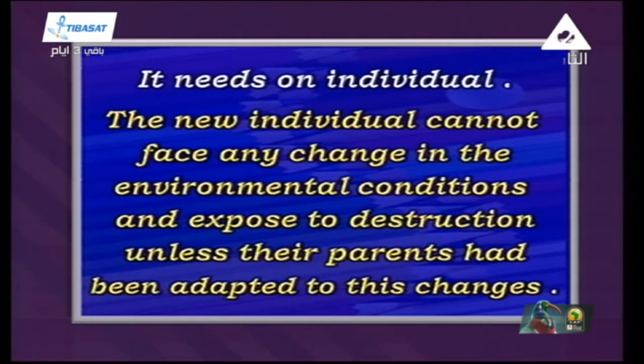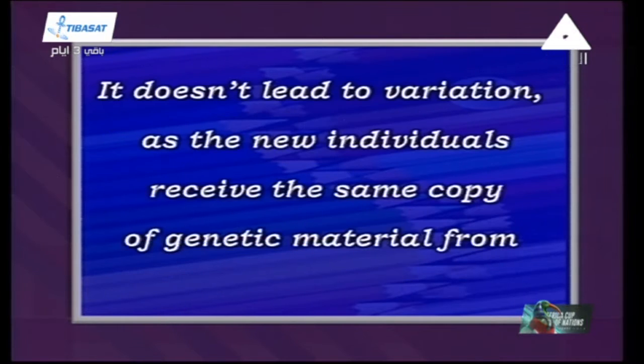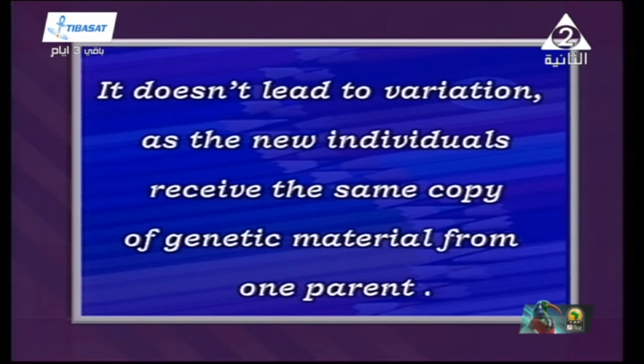So the new individual cannot face any change in the environmental conditions. So there is no variation. There is no tolerance in the environmental conditions and so on. And also it doesn't lead to variations. What does it mean, it doesn't lead to any variation? There is no variety. Just one type of cells divides to give us the same type of cell and so on.